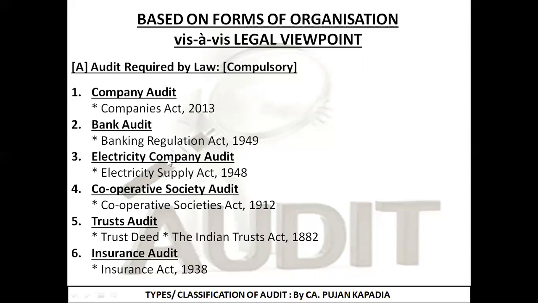Electricity companies are also companies, so they are governed by the Companies Act 2013, but the main direct ruling power lies under the Electricity Supply Act 1948. As a result, when it comes to an electricity company, you need to specifically remember this particular act. Next is audit of cooperative societies. It is covered under the Cooperative Societies Act 1912.